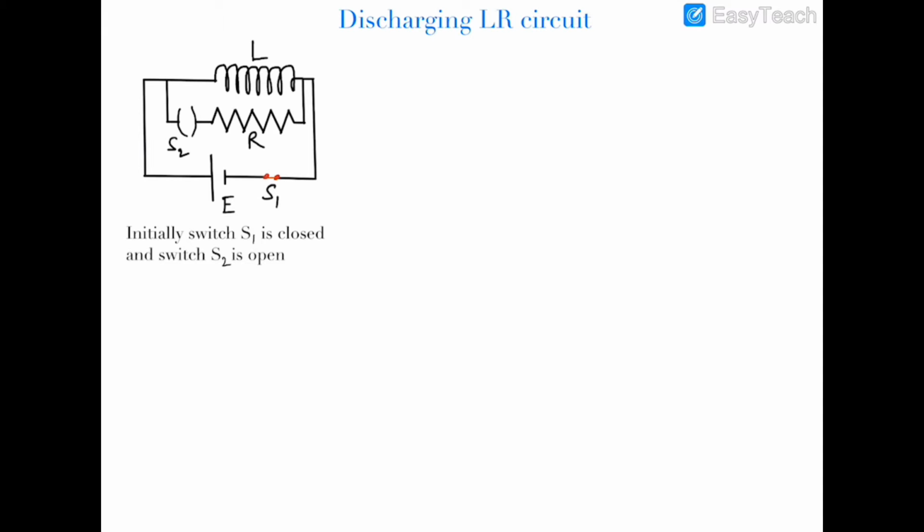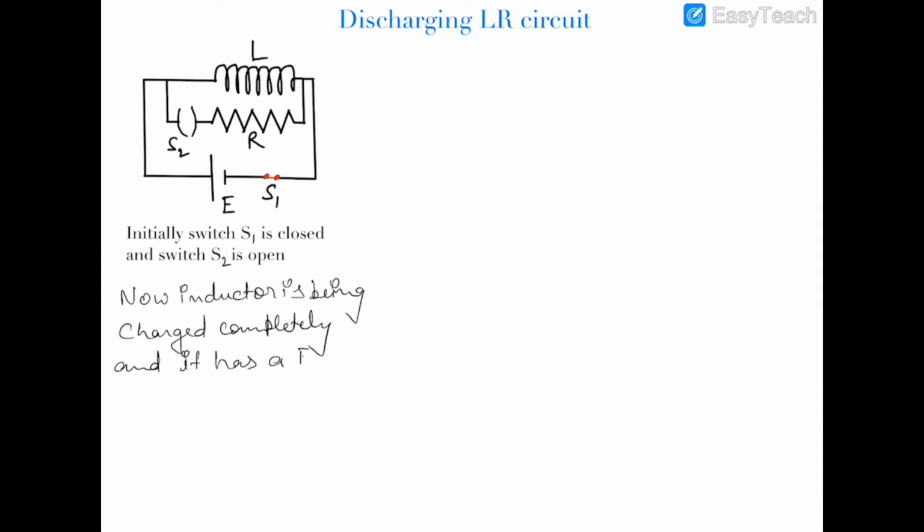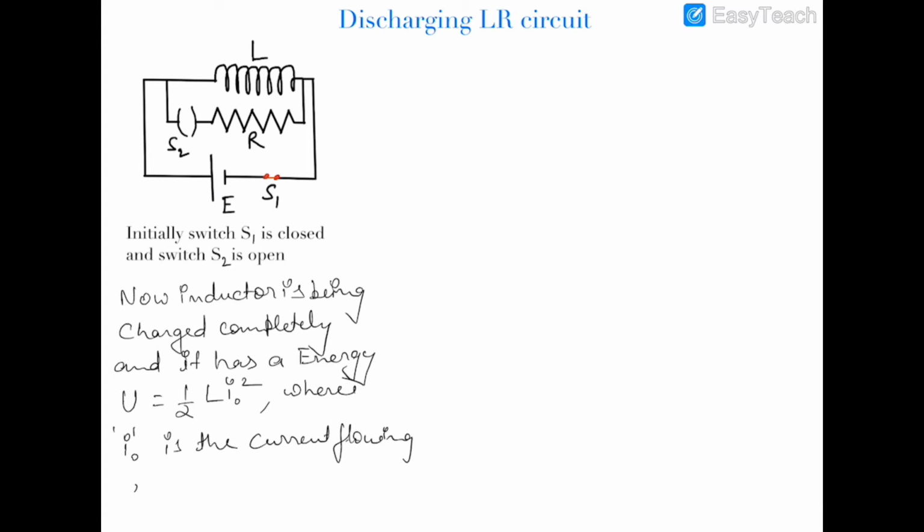Now when the inductor is completely charged, I'm writing it down that the inductor is being charged completely and it has an energy U equal to half L I naught square, where I naught is the current flowing at this instant when this inductor is completely charged.